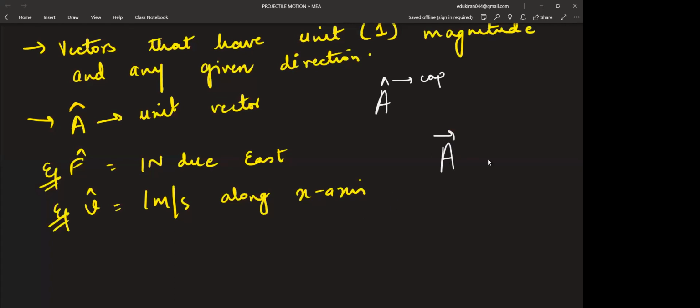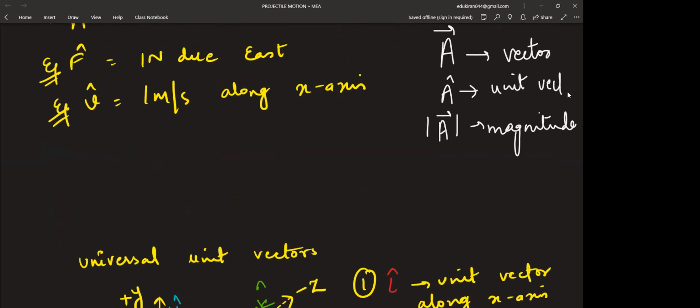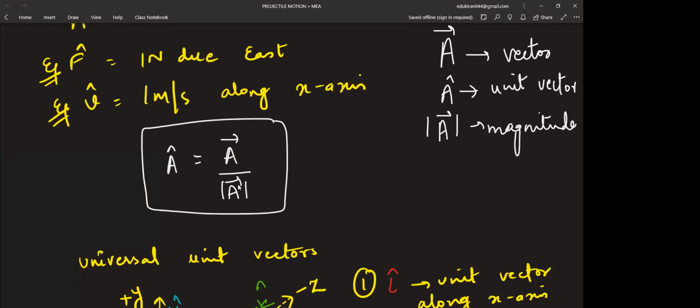This is the normal vector. This is a complete vector's representation. This is a vector. And this is a unit vector. This is the magnitude, this is the vector, and this is the unit vector. So when you have to calculate the unit vector, you write down the exact vector and you divide it by its magnitude. This is the formula. This is easy, you can just write it. But this part, I'll tell you how to calculate the magnitude of any vector.